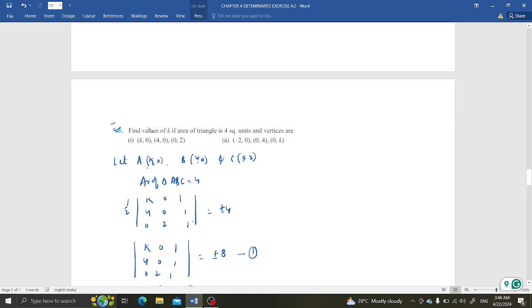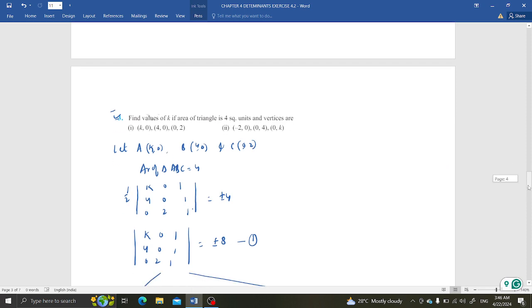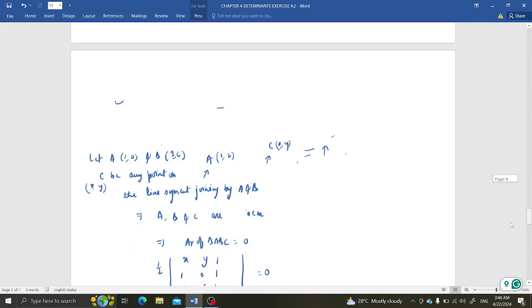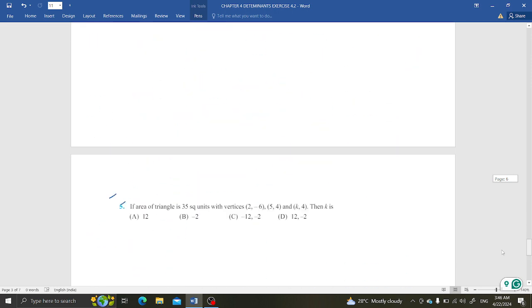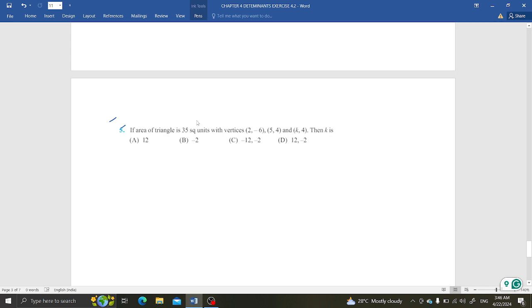So we need to assume these three points A, B and C. I'll give you an overview. I will not solve the complete question because otherwise the video will be quite lengthy. Here we can observe that this is the area of a triangle, so we need to use 35 and minus 35. So we have 1 by 2 times this determinant equal to plus minus 35. By multiplying by 2 we get 70 and minus 70 for this determinant.